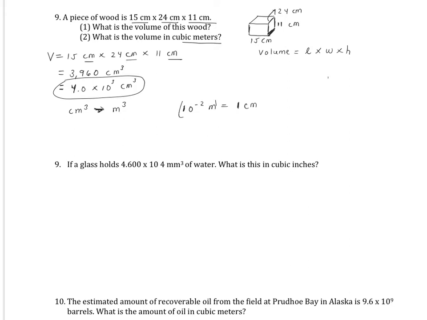If we cube this conversion factor, then we know that there's 10 to the negative 6 meters cubed in 1 centimeter cubed. So that will be an important conversion factor as we're doing this problem. So we're going to take our answer from part A, which is 4.0 times 10 to the third centimeters cubed. And we know that for every 1 centimeter cubed, there is 10 to the negative 6 meters cubed.